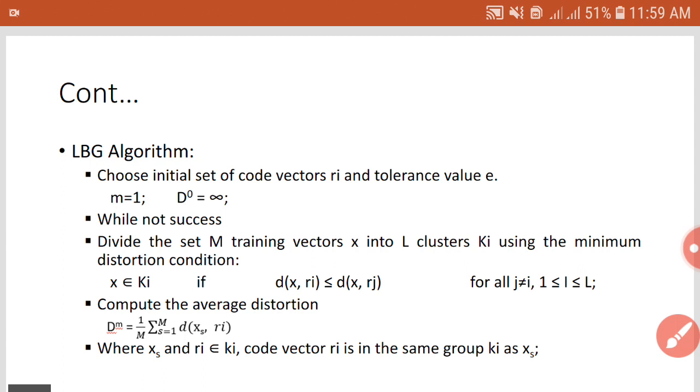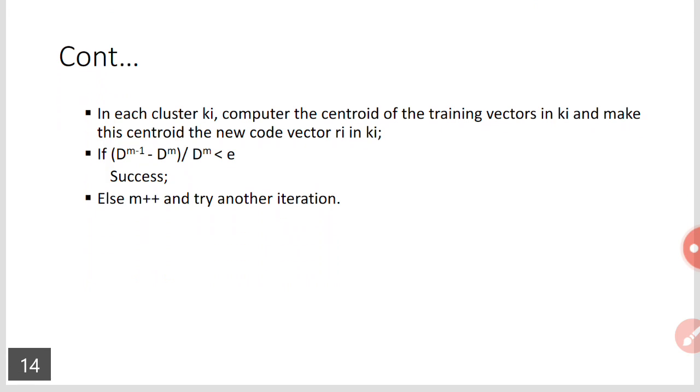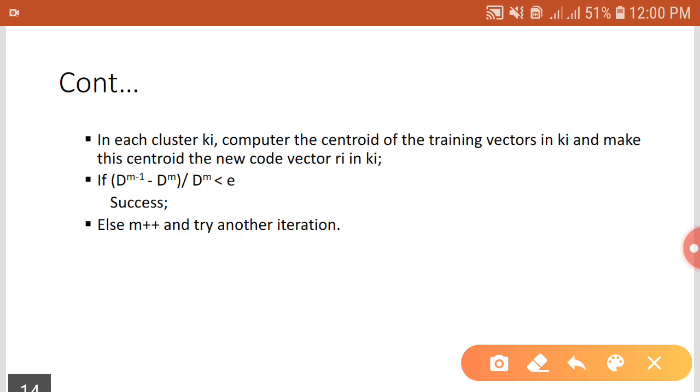Then the next step is to compute the average distortion between all the training vectors and the representative vector for those training vectors. Then the next step is to compute the centroid of the clusters. The centroid of the cluster can be computed by the mean value of all the training vectors in that particular cluster. So the next step is to check for this condition. If this condition is satisfied, then the algorithm is terminated. Otherwise, the next iteration is started.